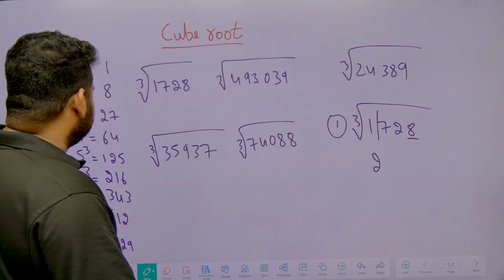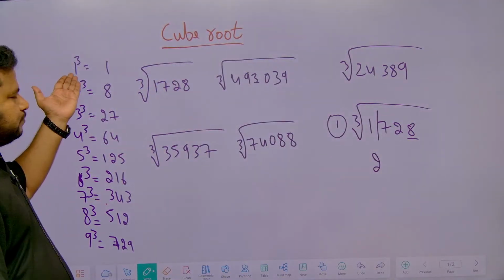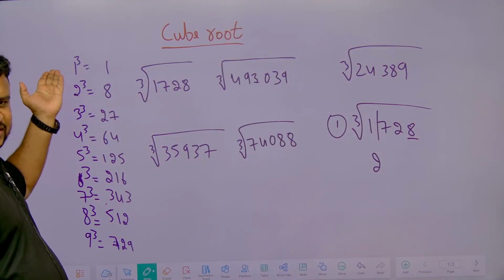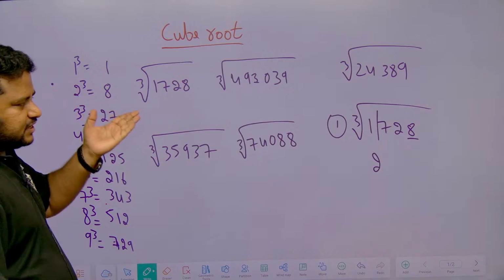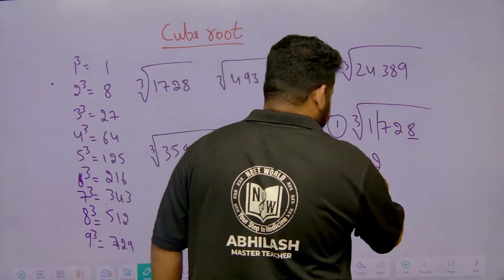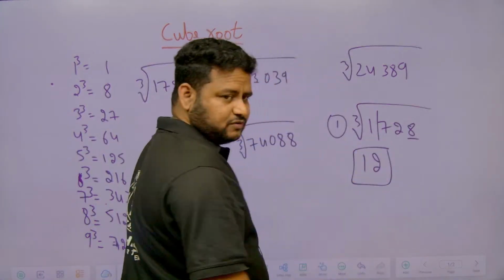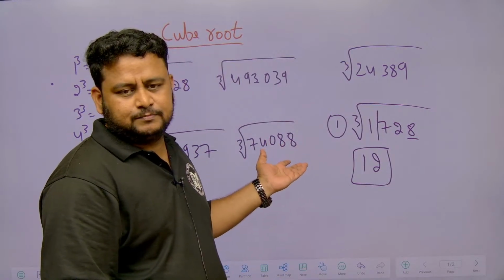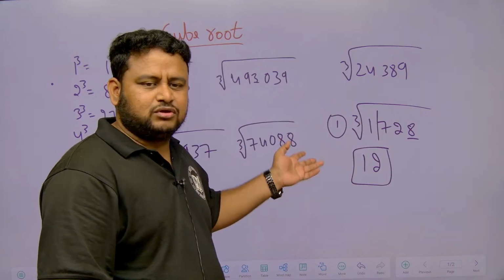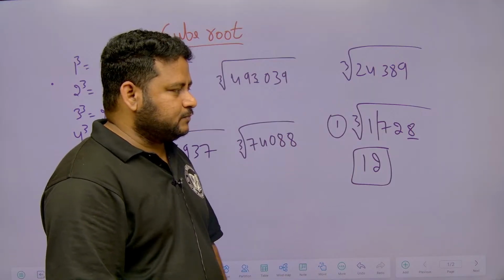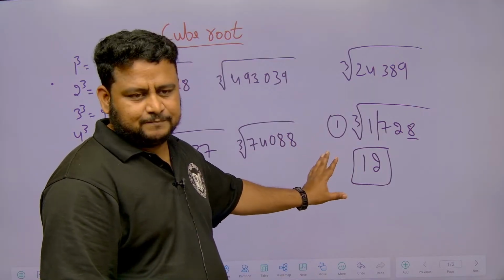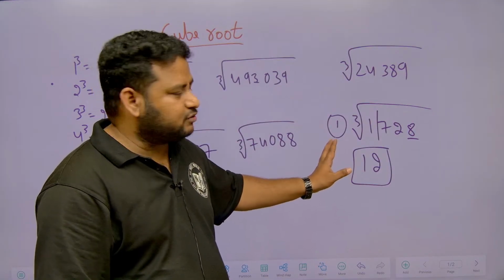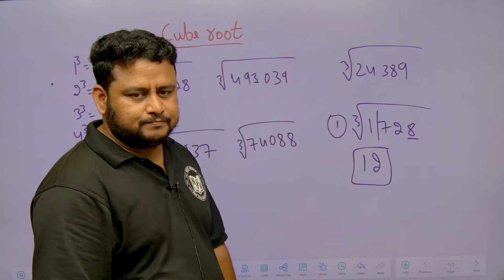Now 1 is there. 1 is coming between which cubes? Between 1 cube and 2 cube, but actually it is coming exactly for 1. So I can write 1. So the answer is 12. So 12 cube is 1728. It is very simple compared to square root. You don't have to compare between 2 numbers, because directly you will get 1 number. So the cube root of 1728 is 12. This is the easy way you can find the cube root.